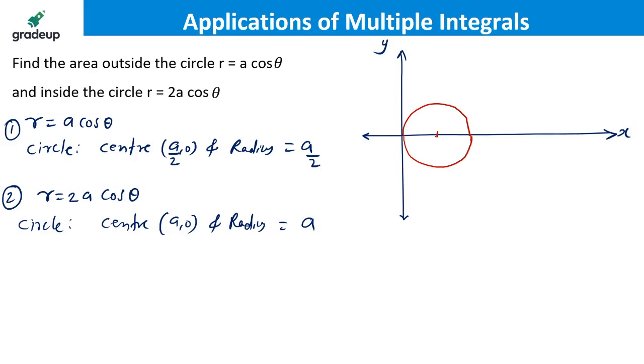So this point is a by 2 comma 0, and this point, the radius is a, so a by 2 and again a by 2, this point will be a comma 0. So this a comma 0 is the center of the second circle. The second circle has center a comma 0 and radius equal to a. Okay sir.